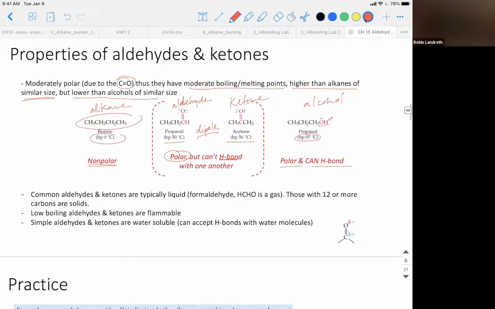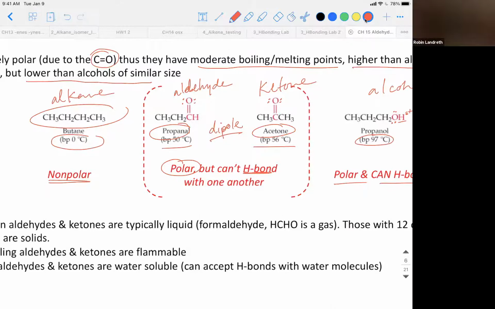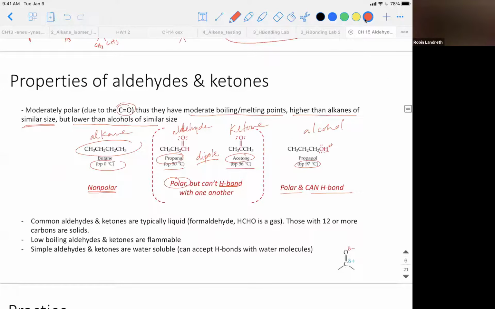So aldehydes and ketones can never H bond. They cannot hydrogen bond, not with themselves. They could hydrogen bond with a water molecule, but if you have pure propanal or pure acetone, it cannot hydrogen bond. You said what will always have the lowest? The alkanes or the alkenes, any molecule that's entirely non-polar. Okay.